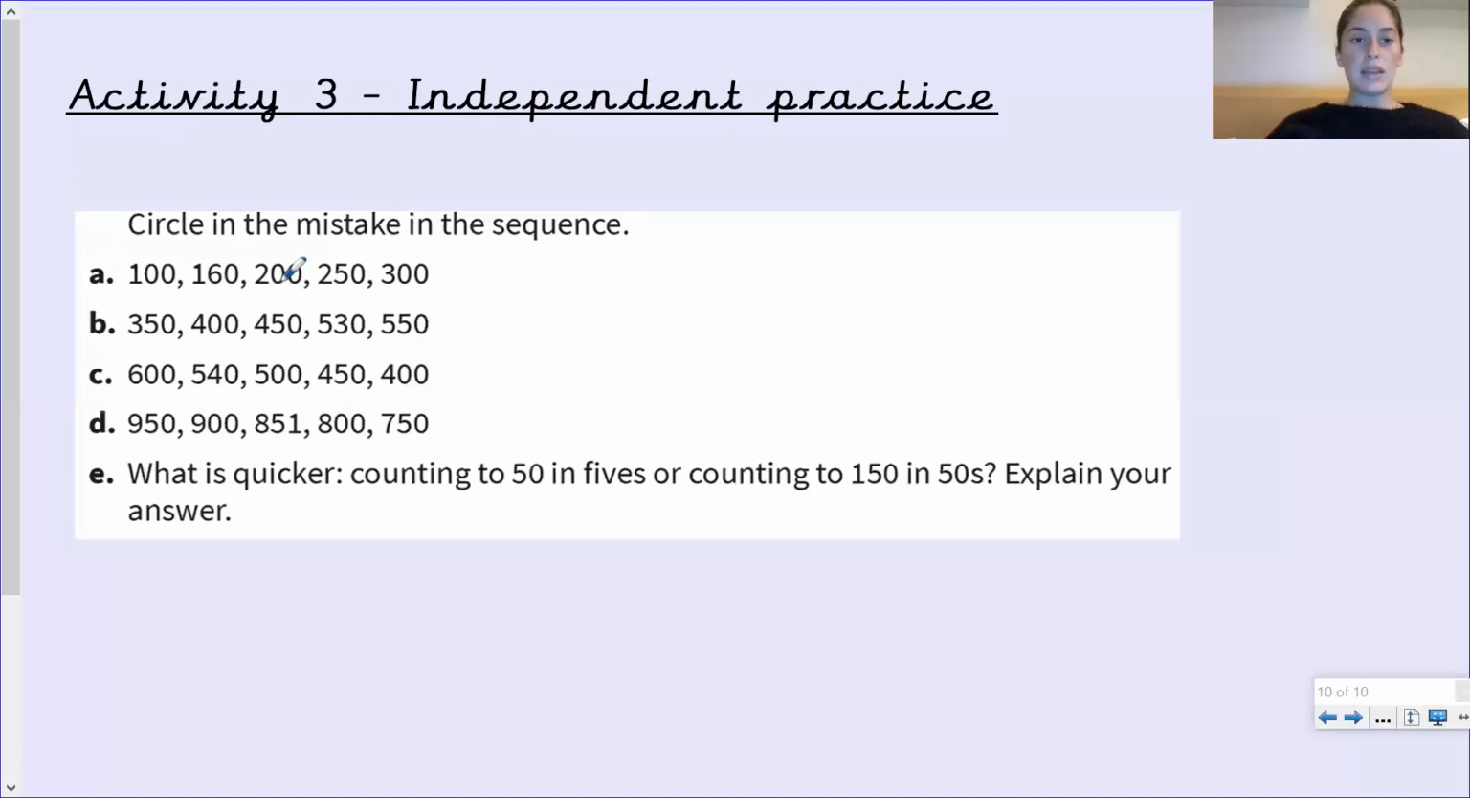Well, I can see that from here onwards, we're counting in 50s: 200, 250, 300. But from 100, it goes to 160 rather than 150. So 160 is my mistake. So pause the video now and complete the rest of activity 3 independently.